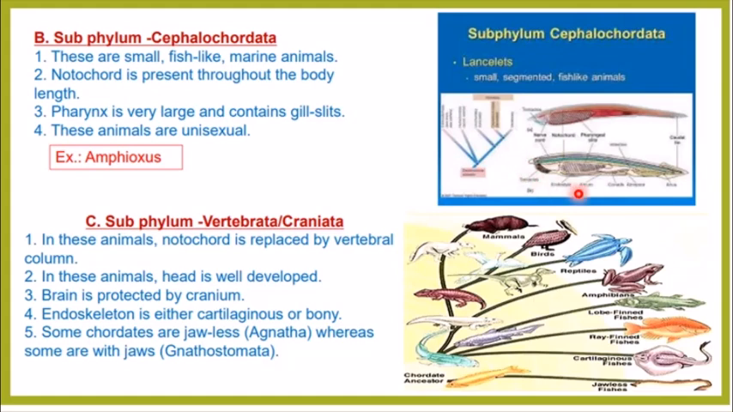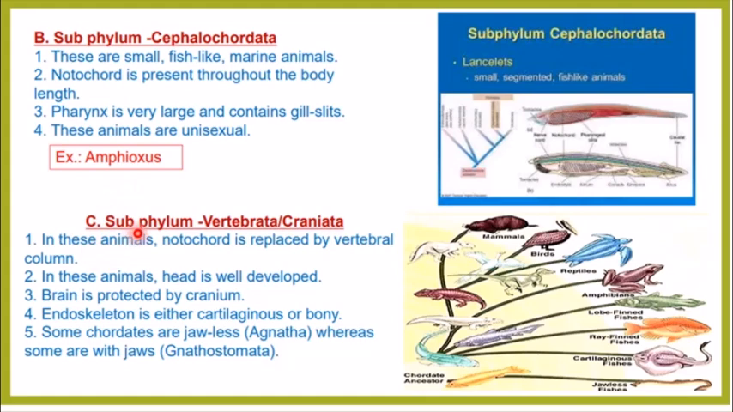Now as you look at these organisms, they look like a small fish. So that is why these organisms are like fish, and they are also small marine animals, as they live and survive only in the ocean. So that is why they are called marine animals, and they are unisexual, that is male and female sexes are separate, and the example is Amphioxus.